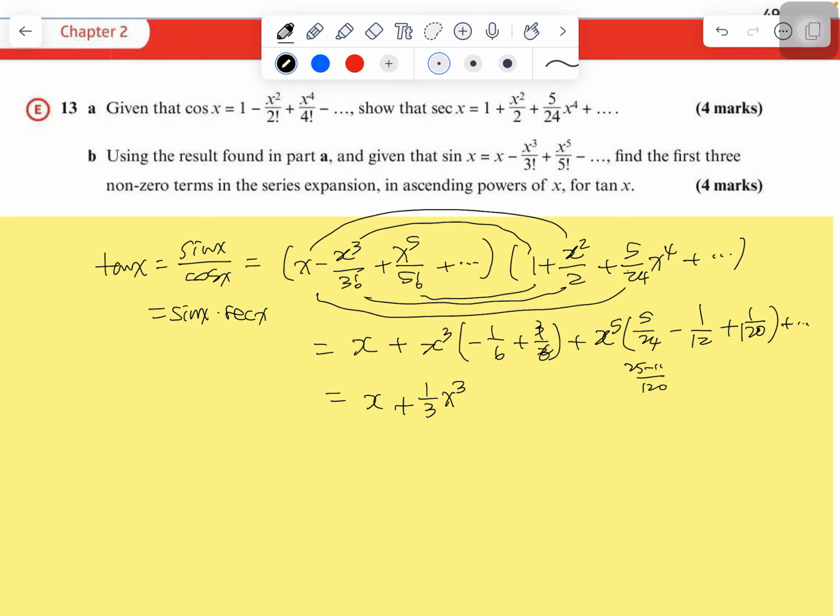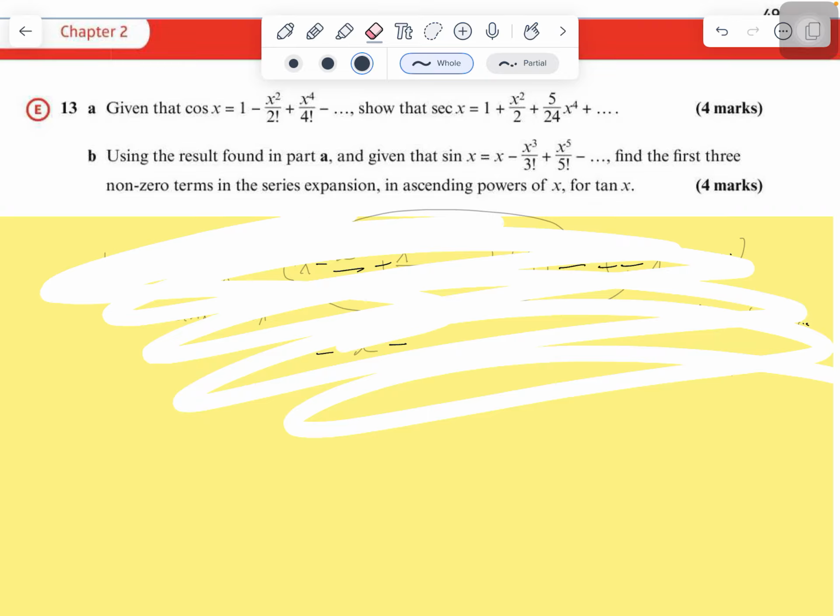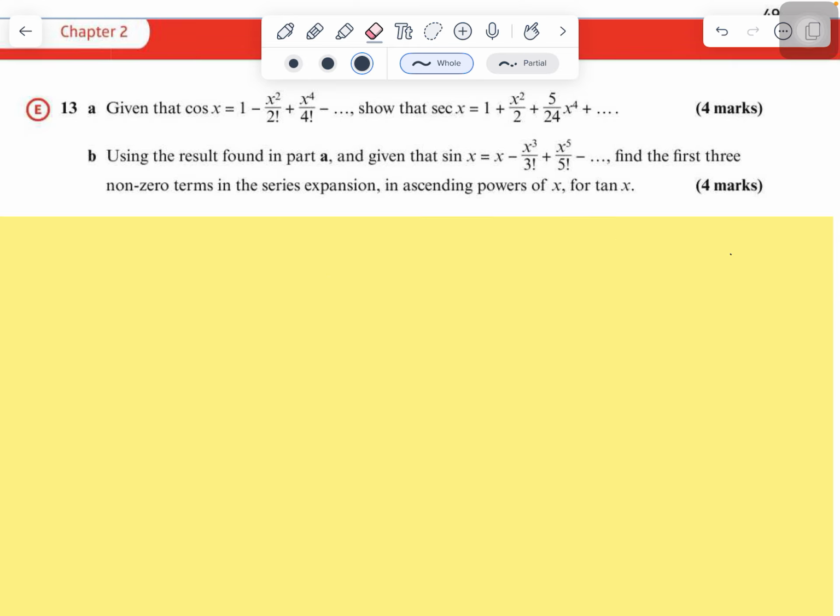120, 25, 10 plus 1, then 16, 120, then 2 over 15 x to the power of 5, plus and so on. Please check the answers. Anyway, the way of solving could be correct. You can just check the correct answer once more.